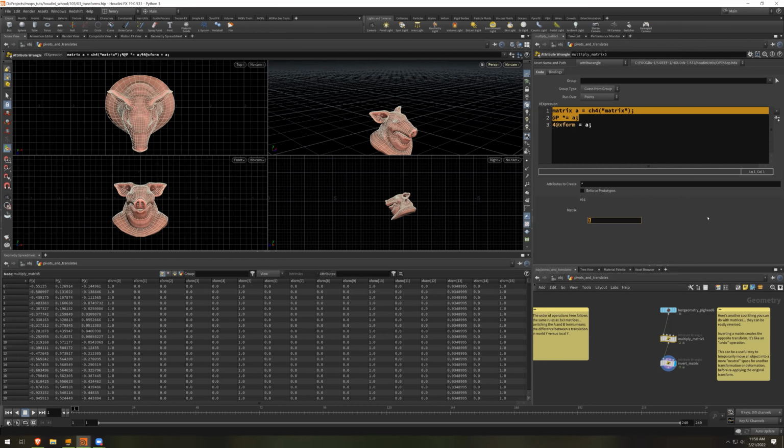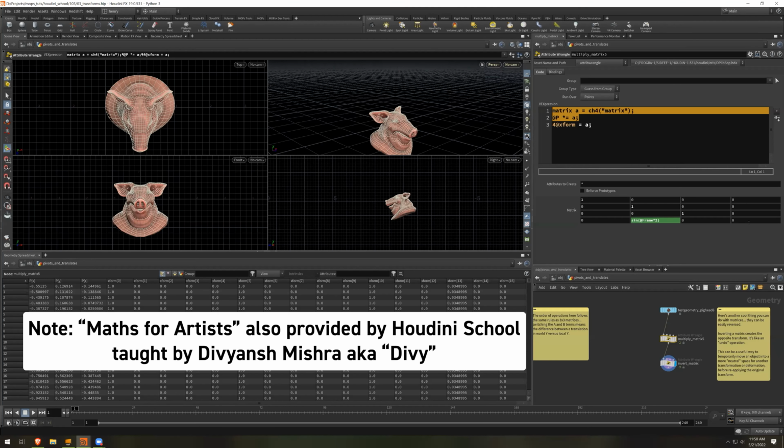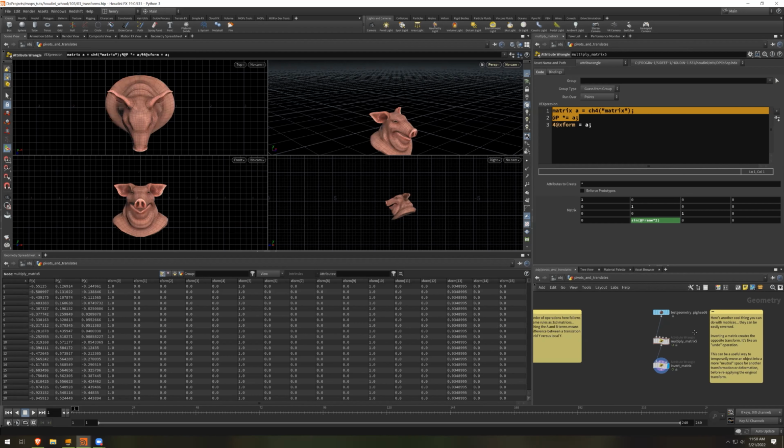I think for safety reasons, it would usually be 1, but I would defer to Divi's class because he knows matrices, like the underlying concepts of it from math terms. He probably knows them better than me.